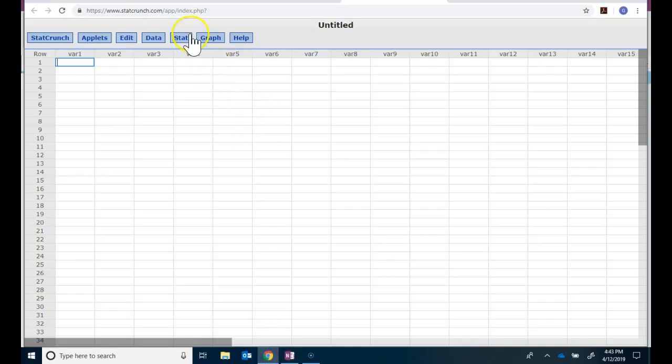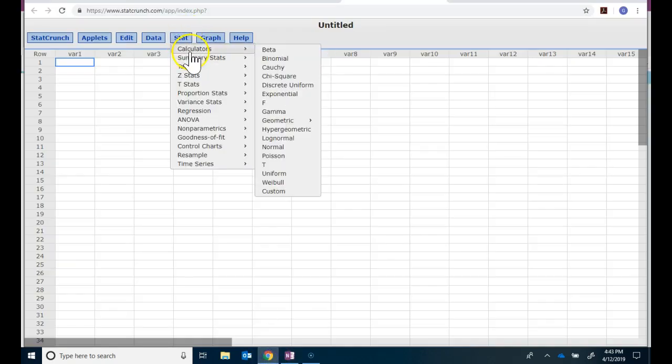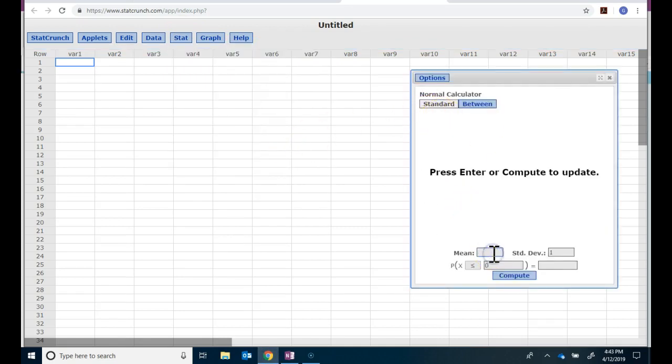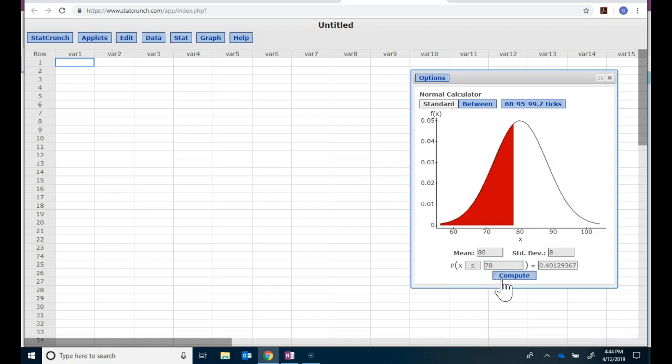And now that I've got the picture drawn in my distribution, I'm just going to go into StatCrunch, go to Stat, go to Calculators, Normal, then my mean is going to be 80, my standard deviation will be 8, and I'm looking for the probability that x is less than or equal to 78, and I compute, and there it is. Oh, that looks really close to what I have drawn, doesn't it? So the probability there is 0.401.